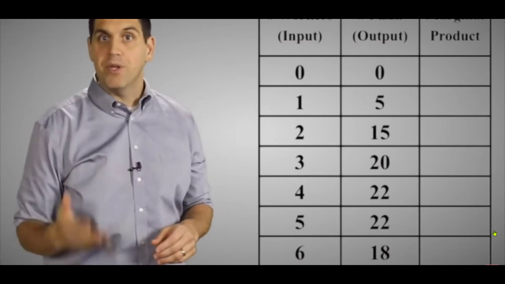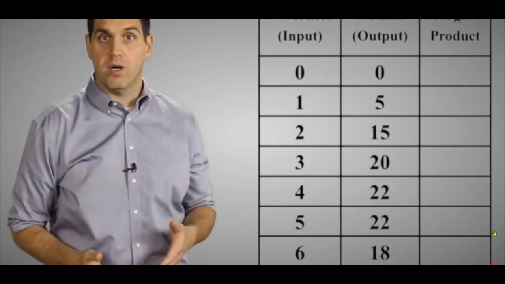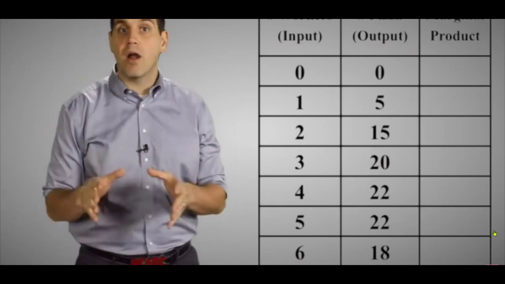That's the additional output generated from hiring one additional worker. Okay, pause the video, see if you can calculate the marginal product on your own.